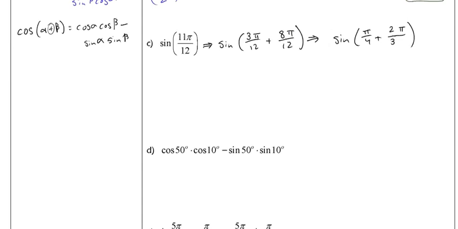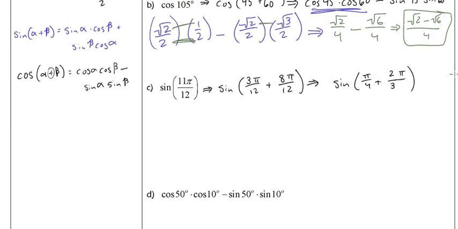All right, let's put it into the formula first. When it's sine, we're going to keep that addition sign, and so sine of A times cosine B, so sine of pi over 4 times cosine of 2/3 pi, plus sine of 2/3 pi times cosine of pi over 4.